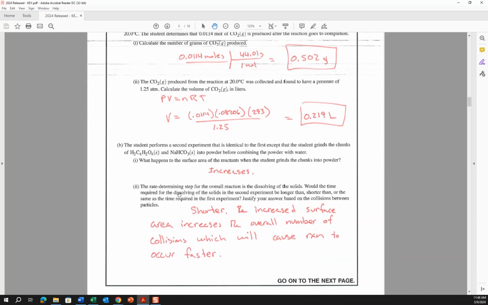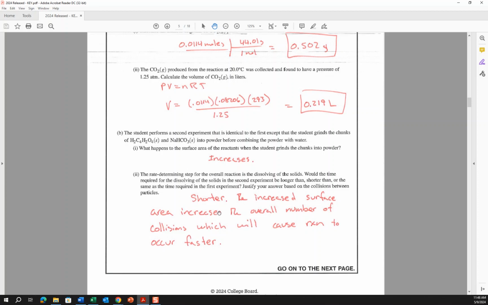The next one is more like a kinetics question. If you crush up something that you're dissolving in water, what are you doing? You're increasing its surface area. And if you increase its surface area, it's going to react faster because you have more places for collisions to occur. So number 1 would just be increases. Notice it didn't say justify, so increases, that's all you would need.